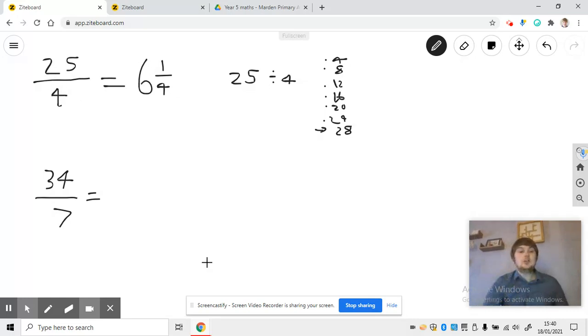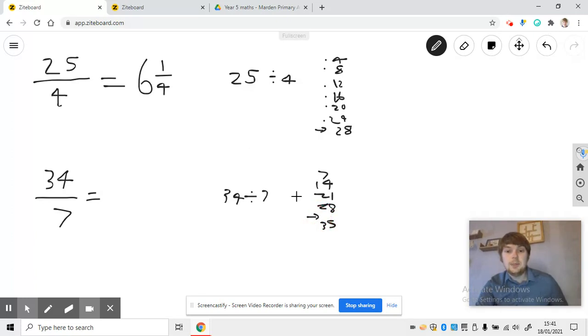Let's look at how it works on 34 sevenths. We know that is the same as doing 34 divided by 7. So my divisor, my denominator, I'm going to list my 7's multiples. So 7, 14, 21, 28, 35. And I can stop at 35 because that is bigger than my 34. And I know my 34 sits in here.